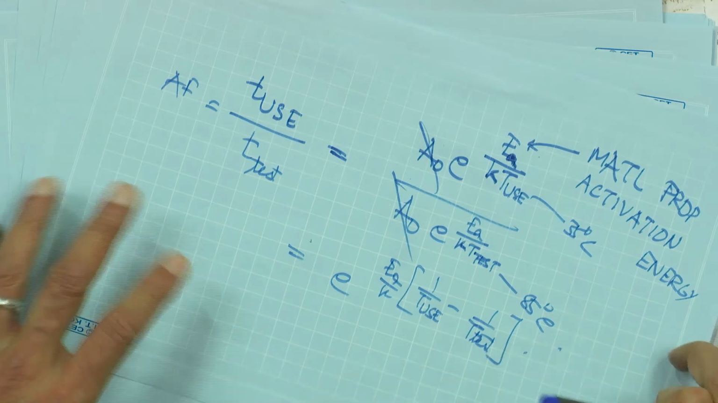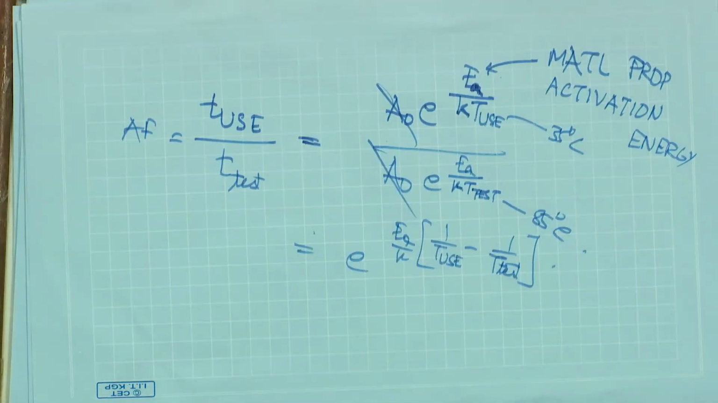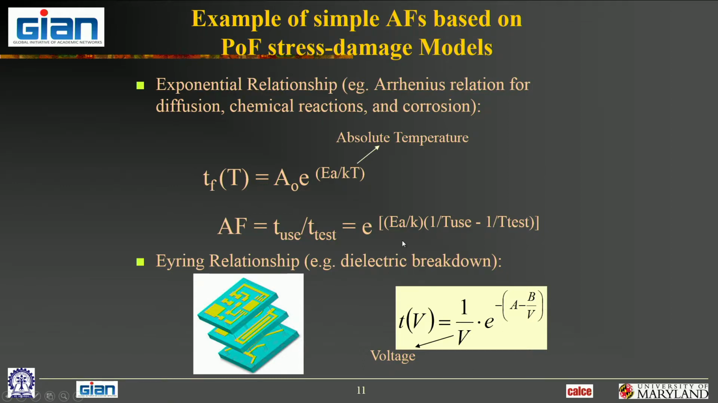So if you go back to the screen, that's the equation you're seeing over here. EA over K, 1 over T use minus 1 over T test. Notice that the A naught got canceled out. So there are two material constants here, A naught and activation energy. The A naught got canceled out, so you're dealing with only one material constant for that failure mechanism, just the activation energy. Okay? So dealing with acceleration factors is a little bit easier because you need less knowledge about the material. You need fewer material constants.